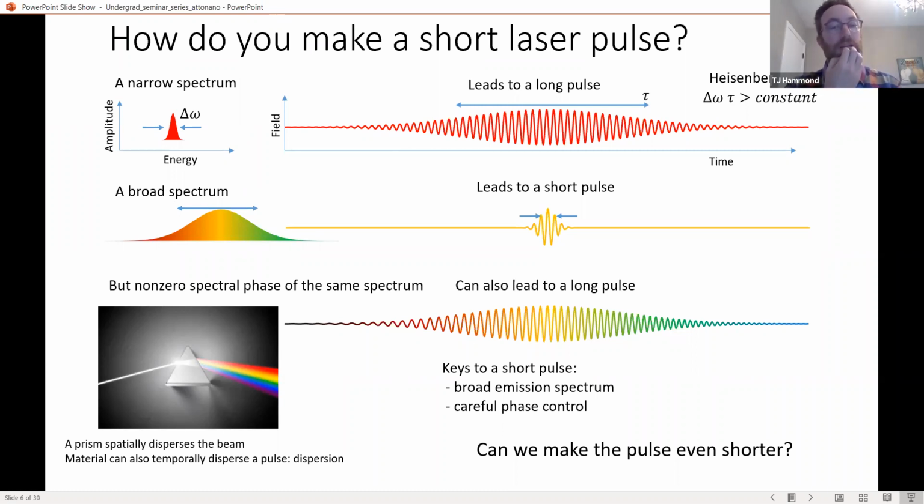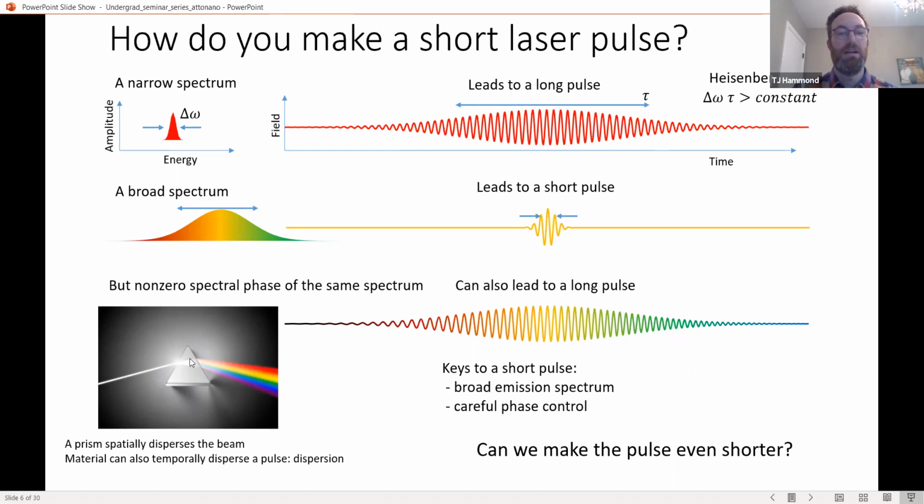But that's not the full story. There's a thing called spectral phase. If you have a non-zero spectral phase, then you can end up with this same spectrum, but it can also lead to a long pulse if each of these frequency components that make up this pulse are dispersed. What I mean by dispersion is you come in with, say, white light hitting a prism, and this spatially disperses the beam. The index of refraction of the material is frequency dependent, and so by Snell's law the angle that the different colors come out at is going to be different.